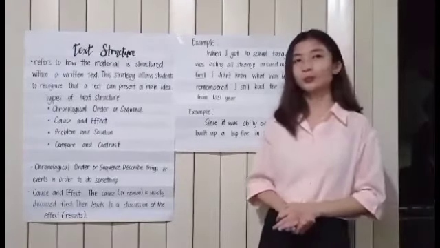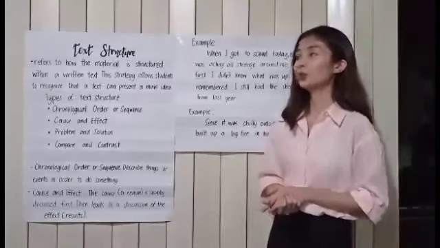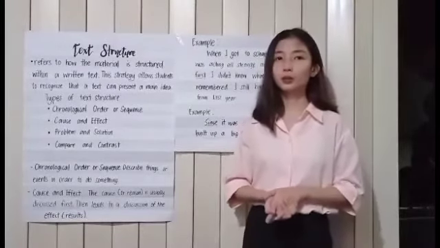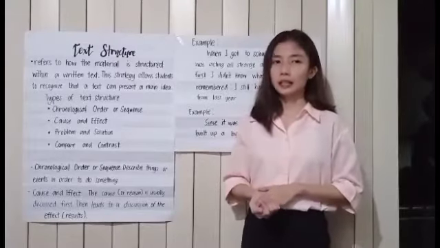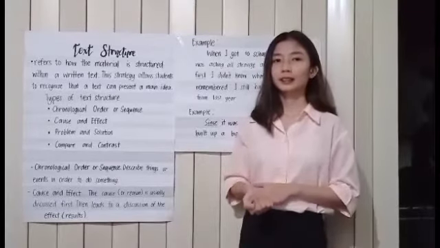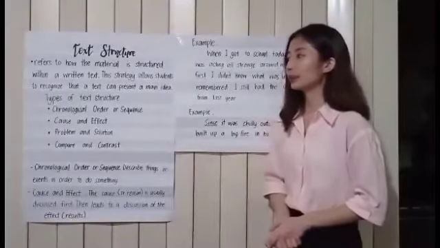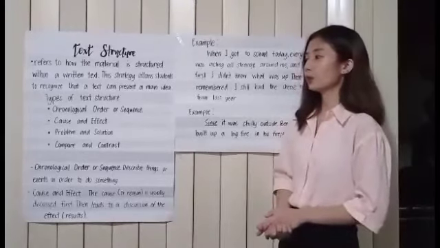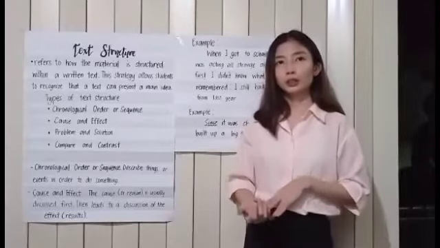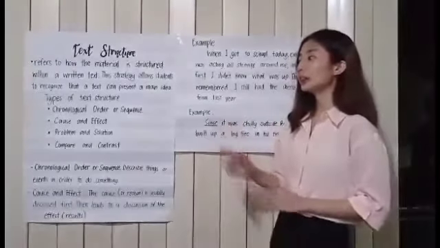Okay, so text structure refers to how the material is structured within a written text. This strategy is used by an author to allow students or the reader to easily identify the main idea or information in the context. Text structure consists of 4 types, and these are chronological order or sequence, cause and effect, problem and solution, and lastly, compare and contrast. I will be going to discuss the first 2 types, which is chronological order or sequence, cause and effect.